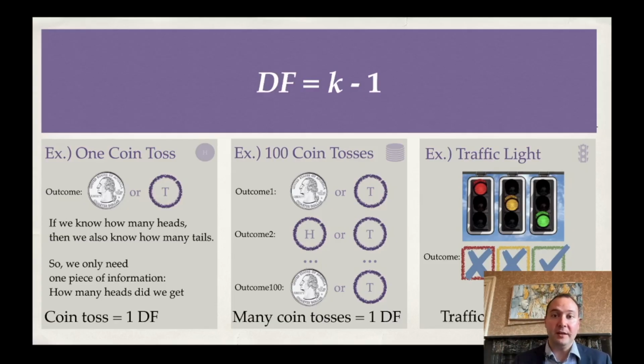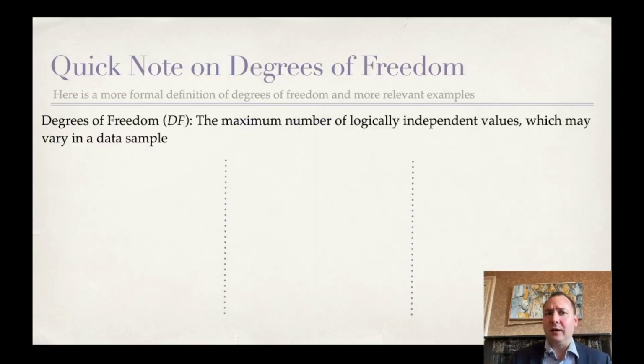With a traffic light, there are 3 possible outcomes. We only need to know 2 of those outcomes to know the 3rd outcome already. Let's define this a little bit more formally. So the degrees of freedom are the maximum number of logically independent values, which may vary in a data sample.